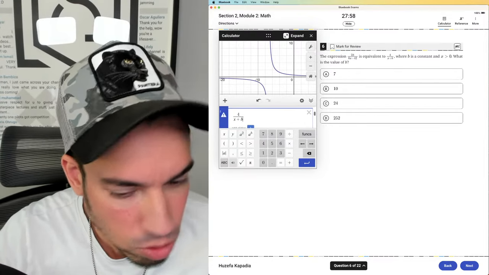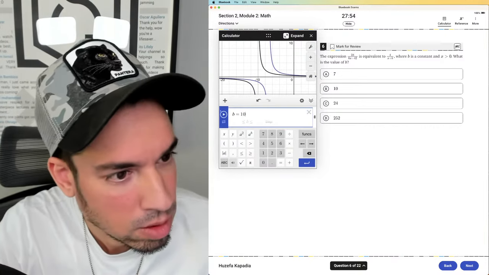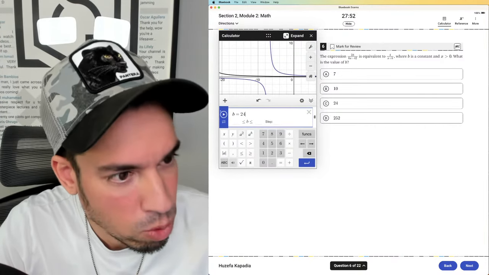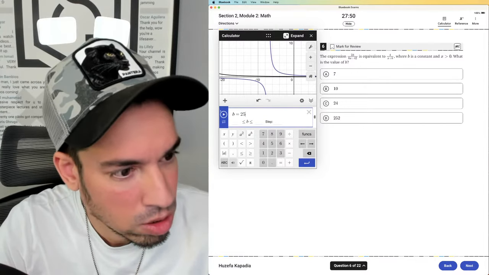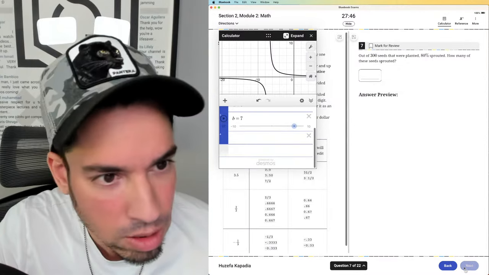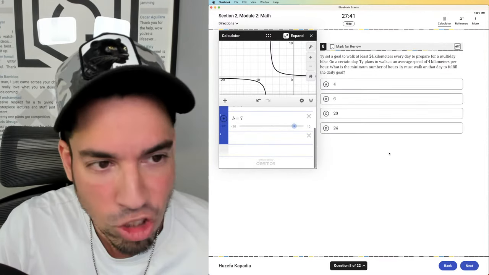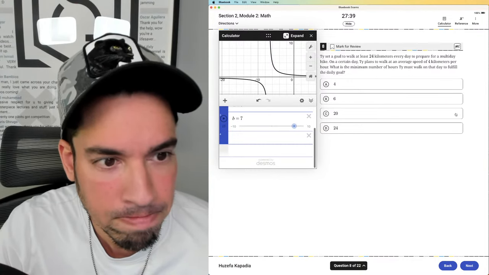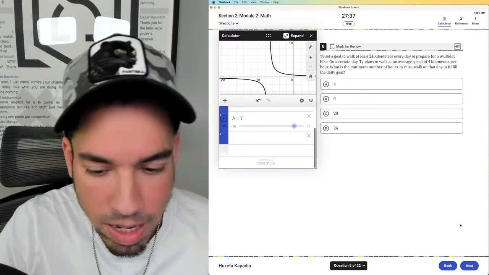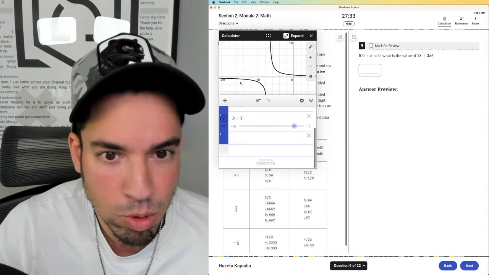But anyway, so now if I add a slider, now you can see, right? 10 doesn't match up, 24 doesn't match up, 252 doesn't match up, but 7 matches perfectly. Hits it on the head. All right, next. This is just a straight calculator question, whether it's Desmos or not, just taking a percentage. Yeah, this is not really a Desmos hack either. I mean, there's a Desmos hack here.